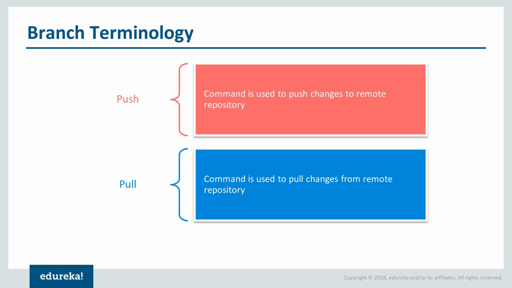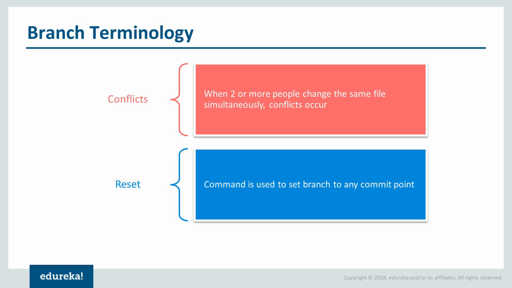We use git push to push commits made on your local branch to a remote repository, while pull is the opposite, which is used to fetch and download contents from a repository and update the local repository to match that content. There are two more terms, which are conflicts and reset.